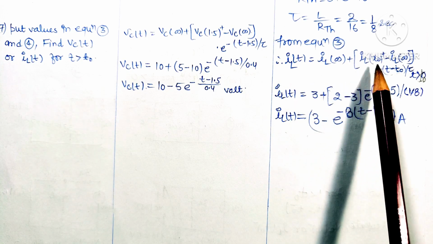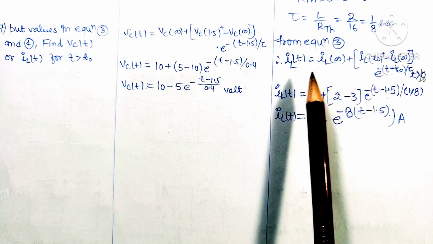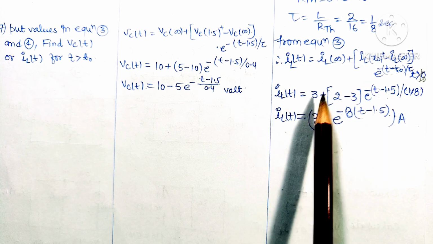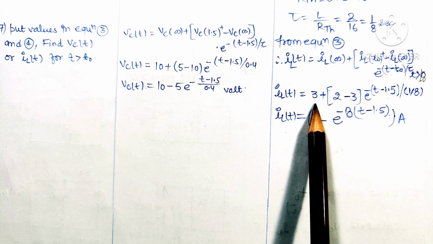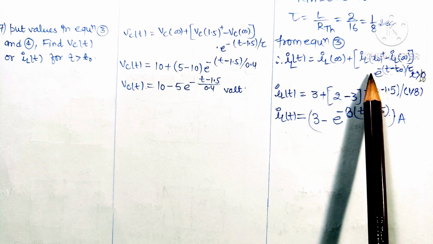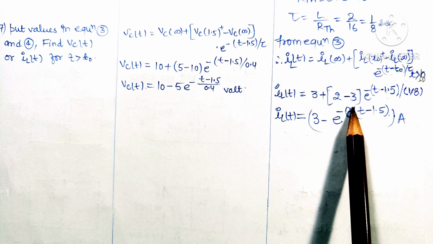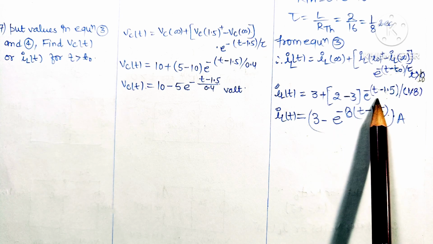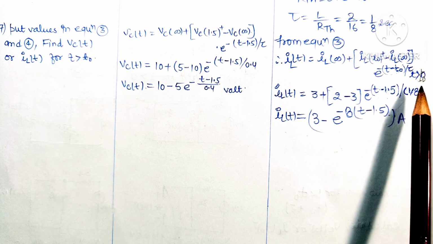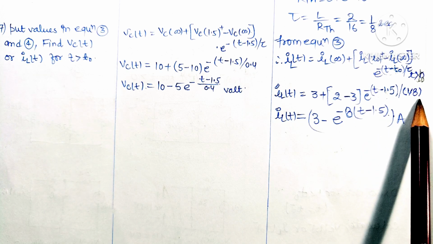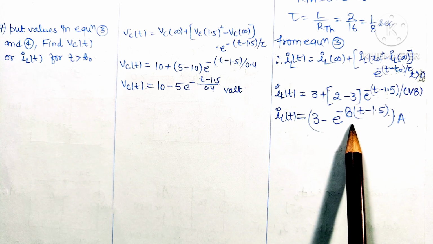Similarly, for the calculation of IL(t) for t greater than t naught, we put the values of IL infinity, IL at t naught plus, and tau in the equation. So this was the equation written in the initial part of the video. If we put all the values calculated from step 1 to step 6, then IL infinity was calculated as 3 ampere. Current in the inductor after switching at 1.5 second was 2 ampere, minus IL infinity 3 ampere, into e to the power minus t naught, where t naught is the time at which the switching is happening, that is 1.5 second, whole upon the tau value calculated for this circuit, 1 by 8 second. By putting all these values, we get IL(t) equal to 3 minus e to the power minus 8 into (t minus 1.5) ampere.